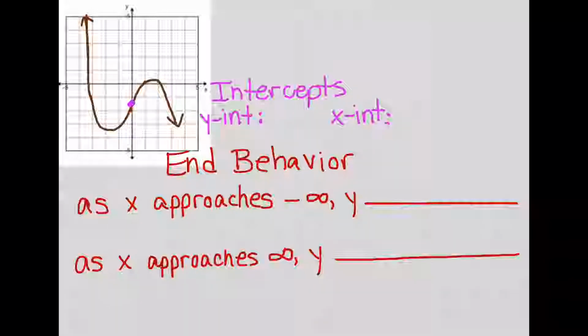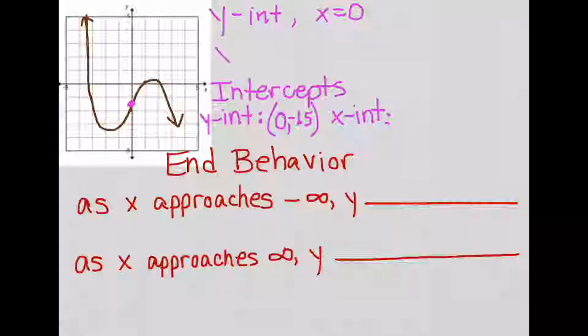But what might be different for you is that we need to start writing these as a point. And for your y-intercept, x is going to equal 0, always, and y for this one would be like negative 1.5-ish. And then if you want to find your x-intercepts, then that's where y is going to equal 0.